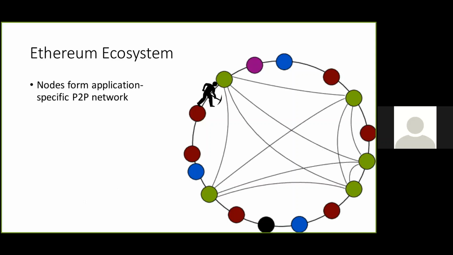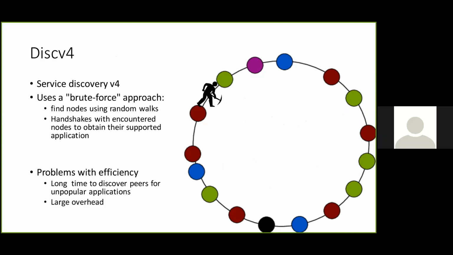Because the idea is, first of all, you have to discover peers that talk your application. Once you do, you can connect to them and exchange some information specific to the application. Now, currently, Ethereum uses what we call Discv4. So this stands for Service Discovery version 4, which is kind of a brute force approach. So once you join the DHT, you will discover some nodes in this DHT. The DHT allows you to discover nodes or walk in the DHT.